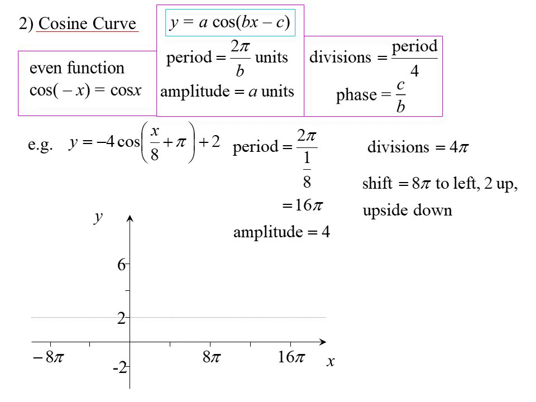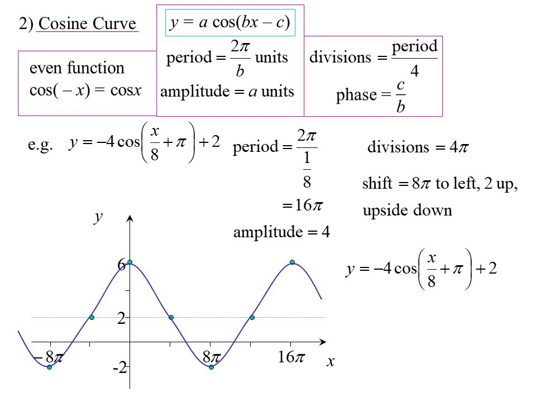Cosine. Okay, where does cosine start? It normally starts up at the amplitude. But this one has been shifted 8 pi to the left and 2 up. So I'll be starting at 6, except this one is also upside down. So I'm going to start at the bottom of the curve rather than at the top of the curve. So the first point I will plot in will be down here at -8 pi and -2. We then go to the axis, so I'll plot on that vertical line, but then we'll zigzag up and down, and there's our curve. There's our cosine curve.